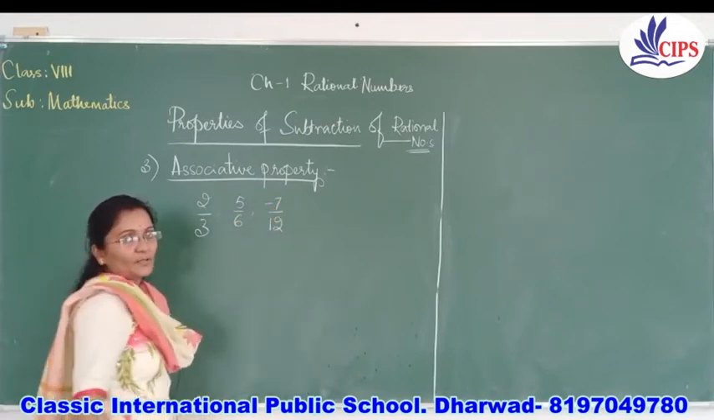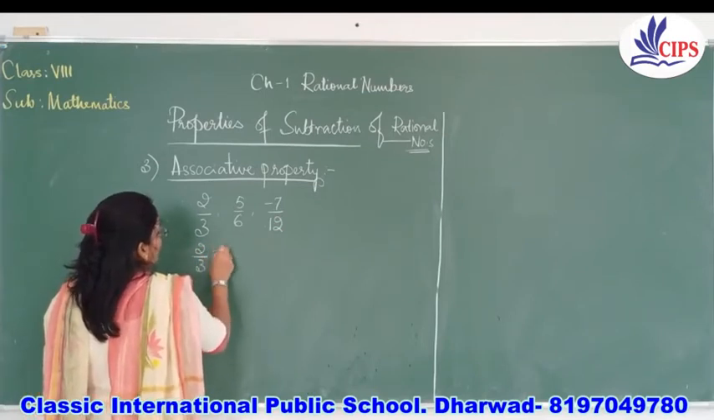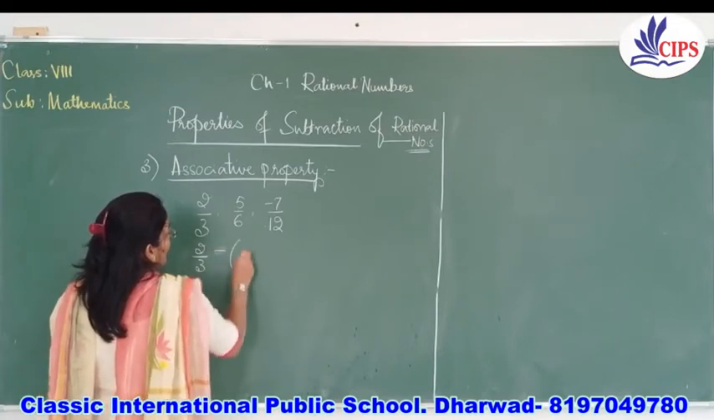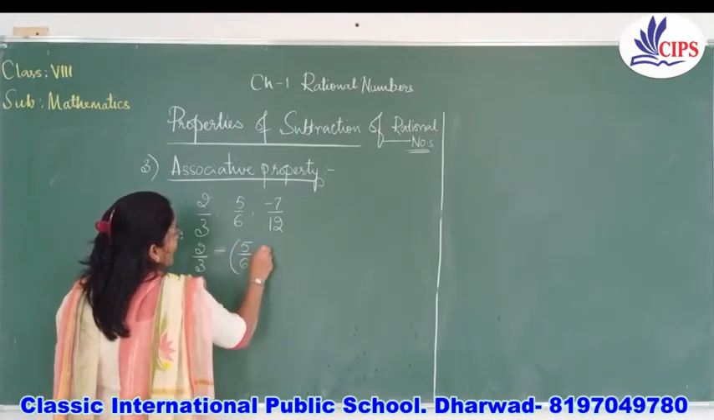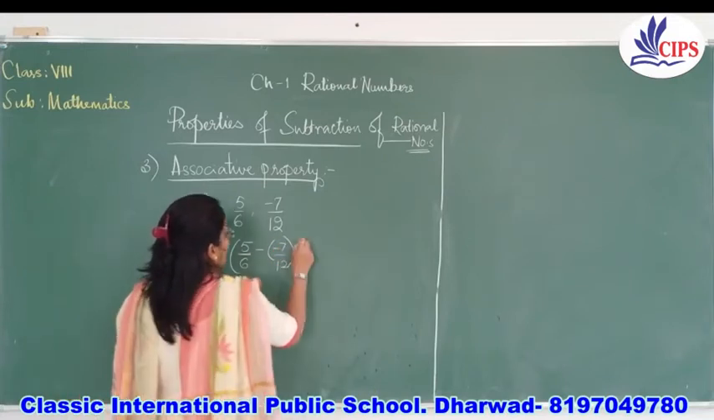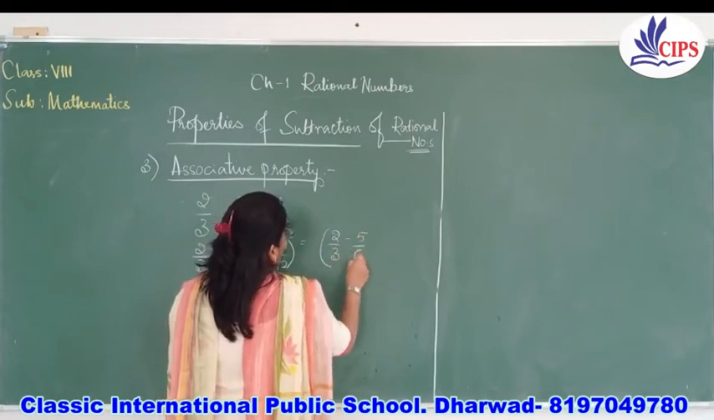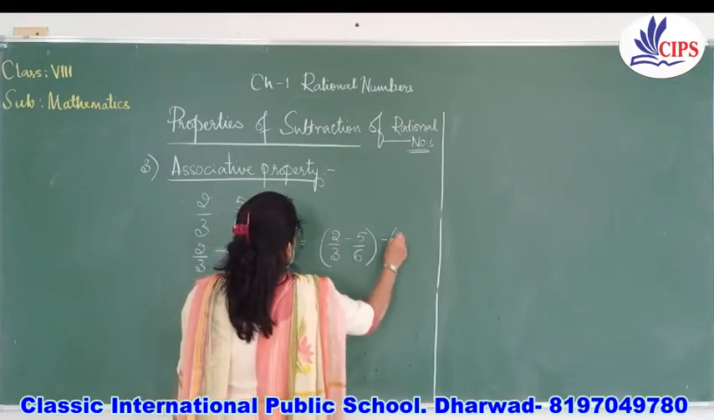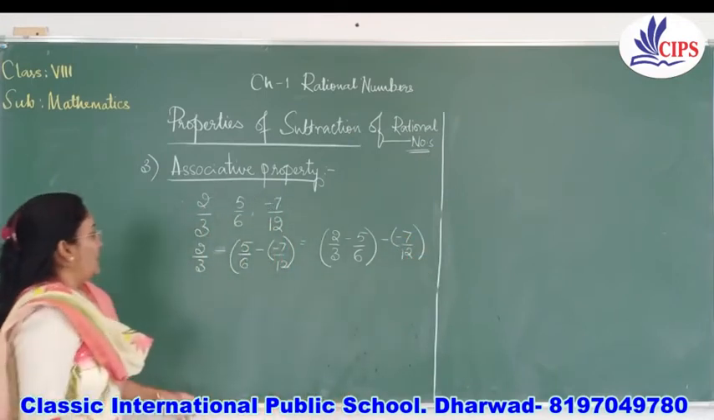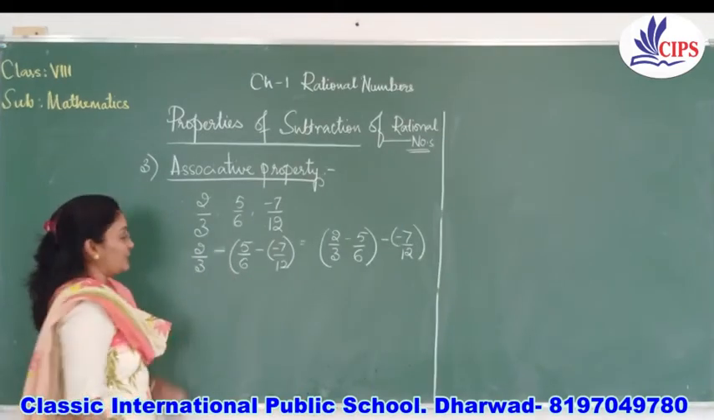I have taken three numbers here and we'll write in the bracket form 2 by 3, sorry, as we are doing subtraction we have to write minus. So 5 by 6 and minus 7 by 12 I'll put in the bracket, and here I'll put 2 by 3 and 5 by 6 in the bracket, and 7 by 12 we'll let it outside. Now we have to subtract the numbers which are in the bracket first.